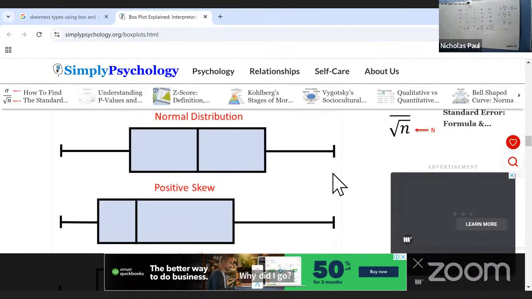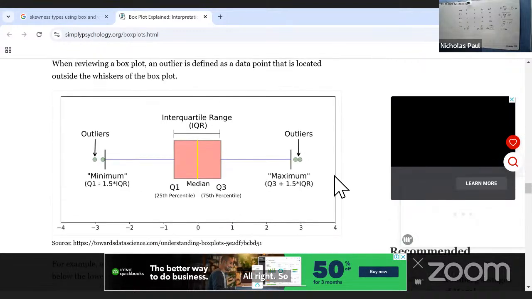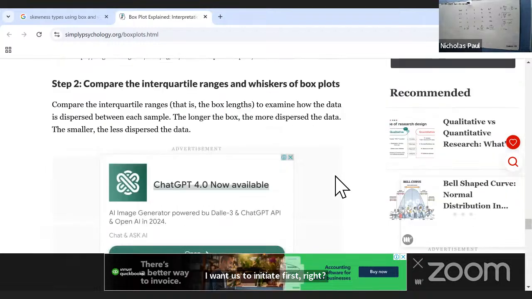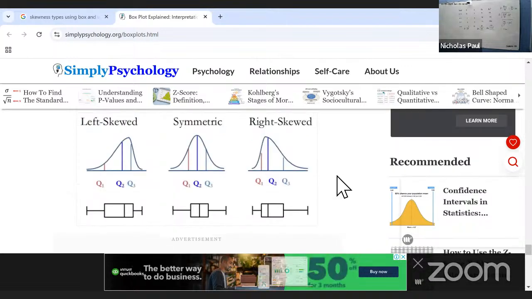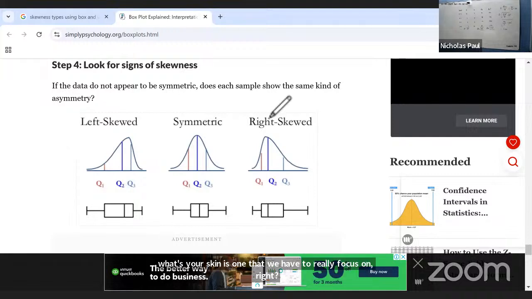So we know about quartiles. I want to show you the shape first. Okay, watch this here. It's the one that we have to really focus on.